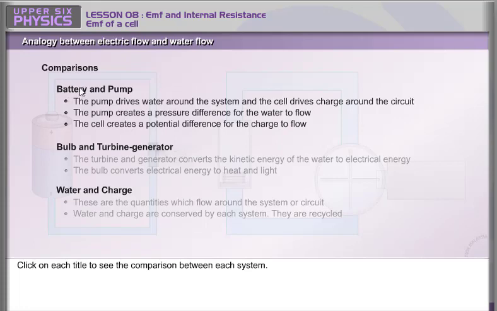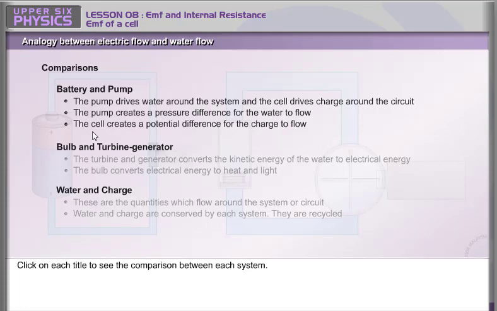If there is no battery, you try to understand that. The pump is the one who moves the water around the system. Same like that, the dry cell moves charge around the circuit. The pump creates the pressure difference because of this push. It is able to create the pressure.